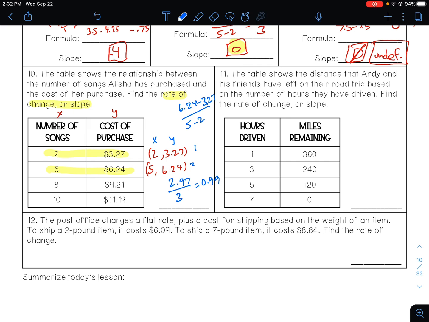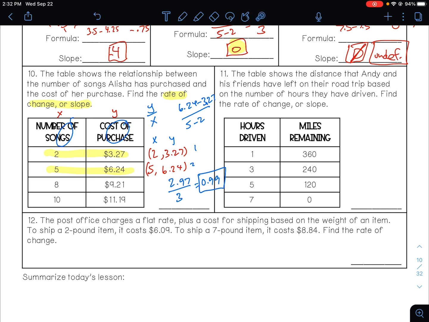Remember, y over x. The y is the cost of purchase. The x is the number of songs. So it would be 99 cents. The cost would be 99 cents for each song. So yeah, 99 cents per song is how we could state it.